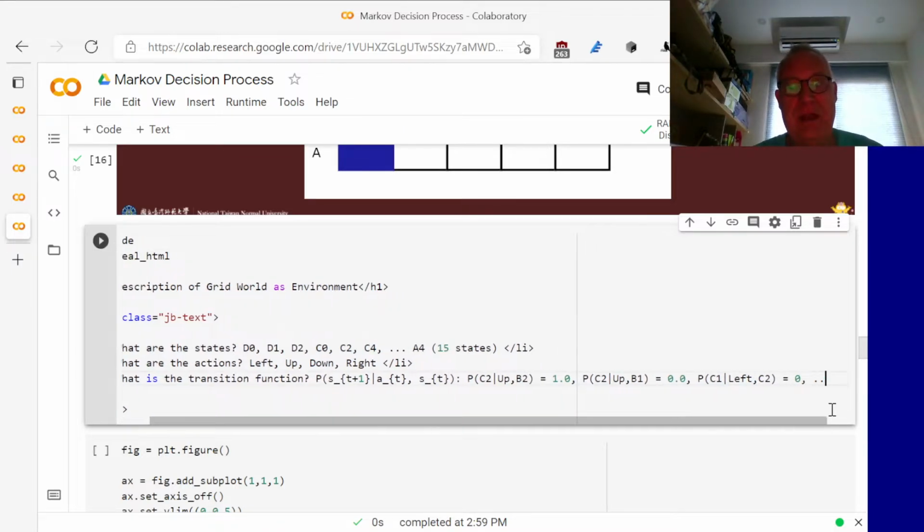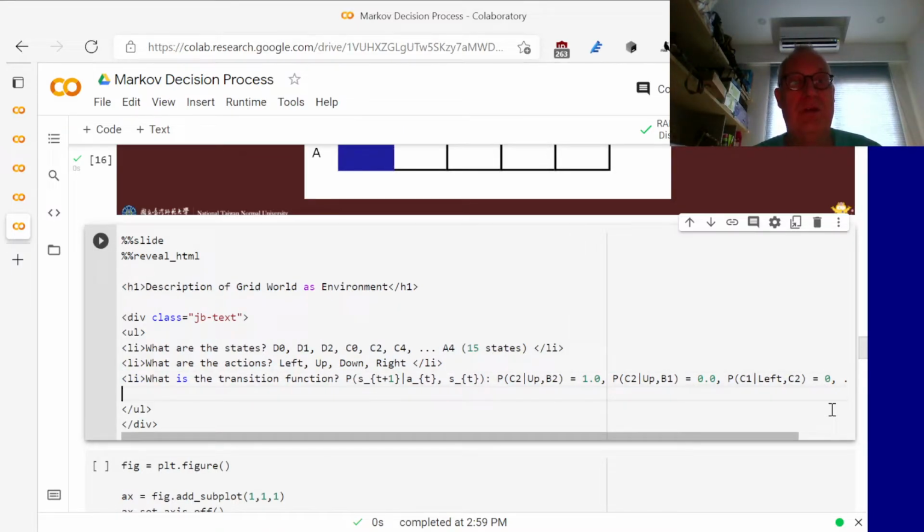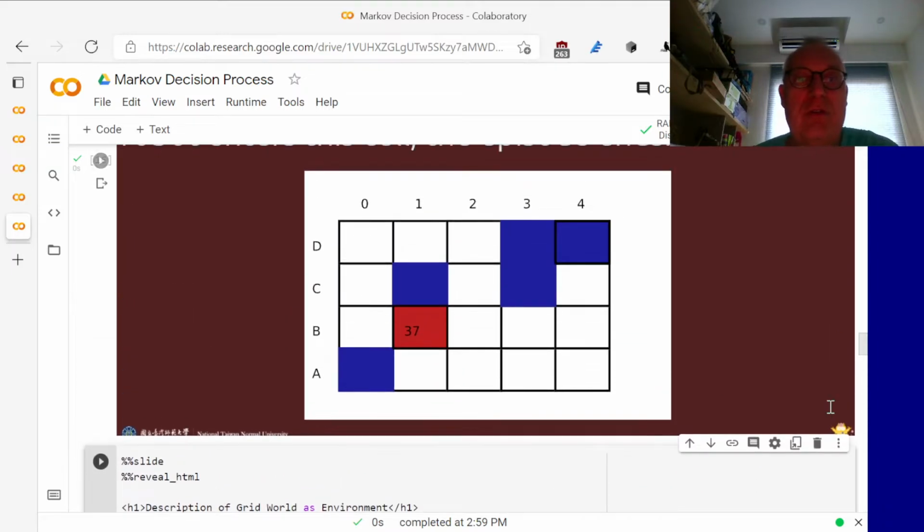So I have to set that up for all the states, right? All the transitions. Then that way I could describe it. Now that describes the one type of robot and one type of robot domain.